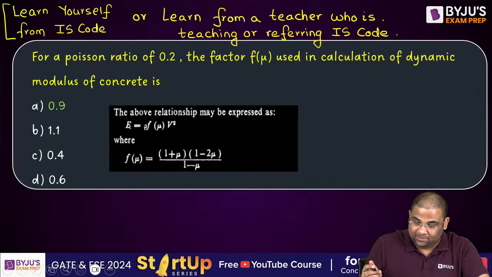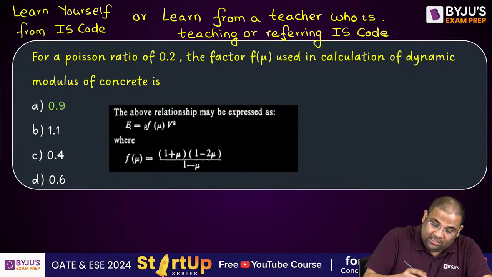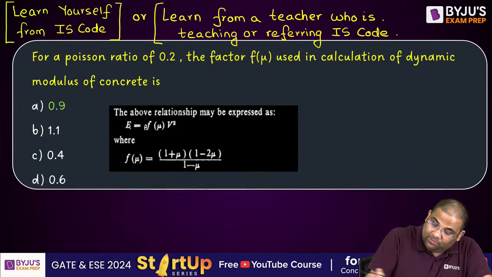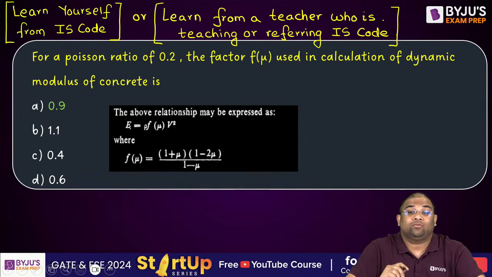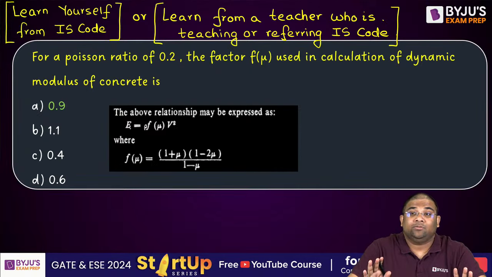It happens. Many times it happens that we are unable to understand the IS code. In that case, what do you do? You can learn from a teacher, from some video or something where he or she is referring to the IS code. Very important. Otherwise, we might study useless things.